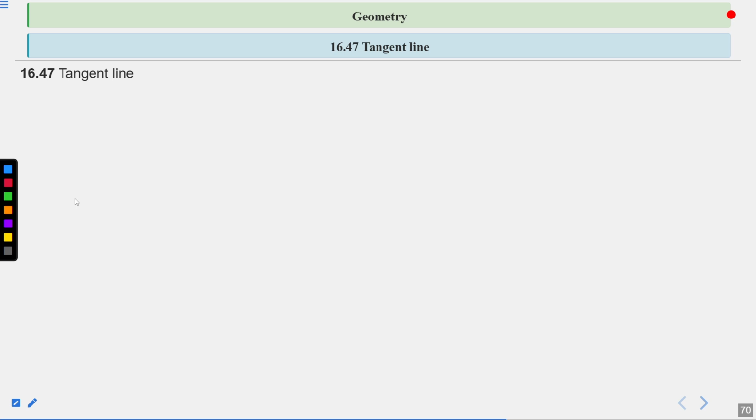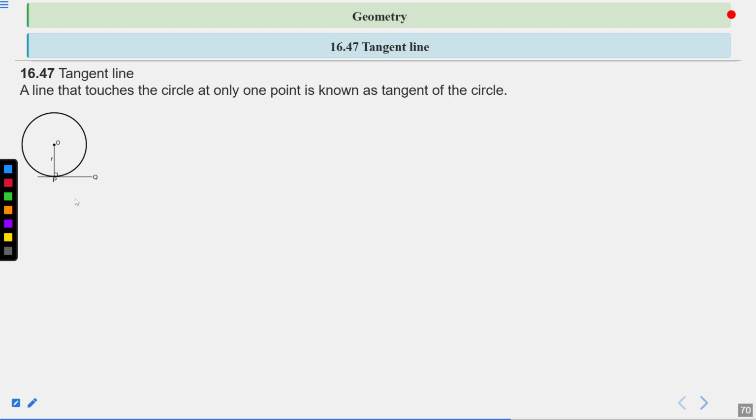Now the tangent line on the circle. A line that touches the circle at only one point is known as the tangent of the circle. So the line EQ is the tangent on the circle at point P, with OP the radius of the circle. Now the angle OPQ is always 90 degrees.